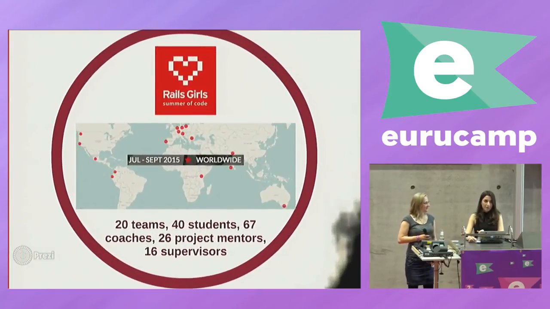So we've been talking about Rails Girls a lot, but what is it really? Like Rails Girls Summer of Code? It's a fellowship program which aims to bring more diversity into open source, and it means that selected teams get a three-month scholarship to just work on an open source project and have coaches and mentors. And Anke and me, we are one of the lucky ones who got accepted, so that's really nice. And we have 40 students, 67 coaches, 26 project mentors, and 16 supervisors worldwide. And it's from July until September.